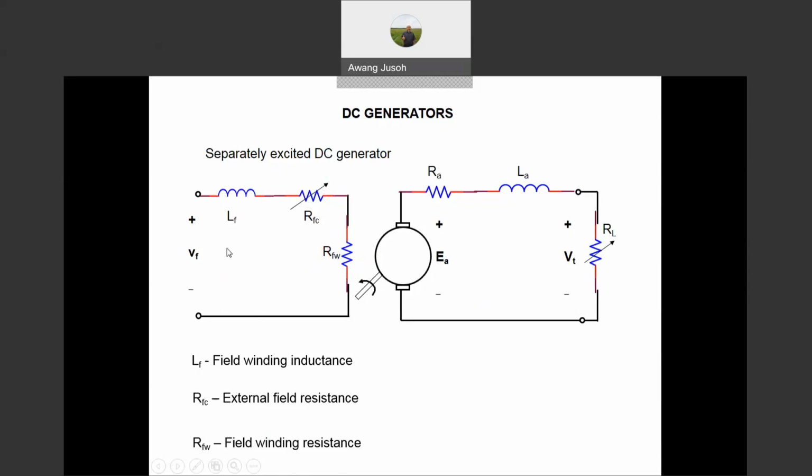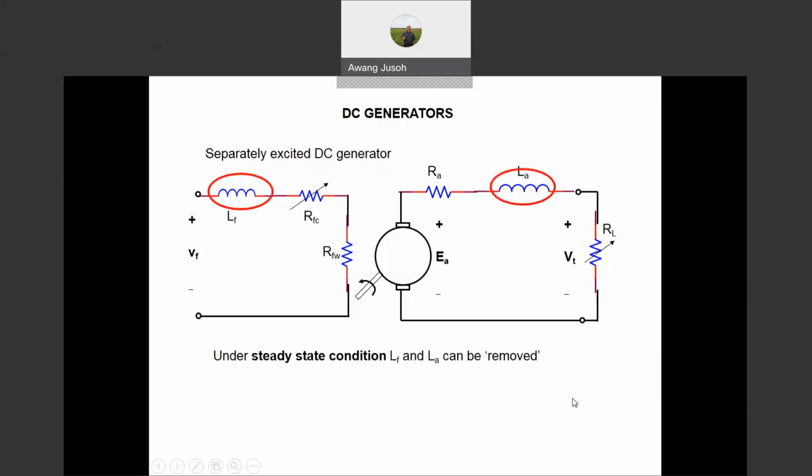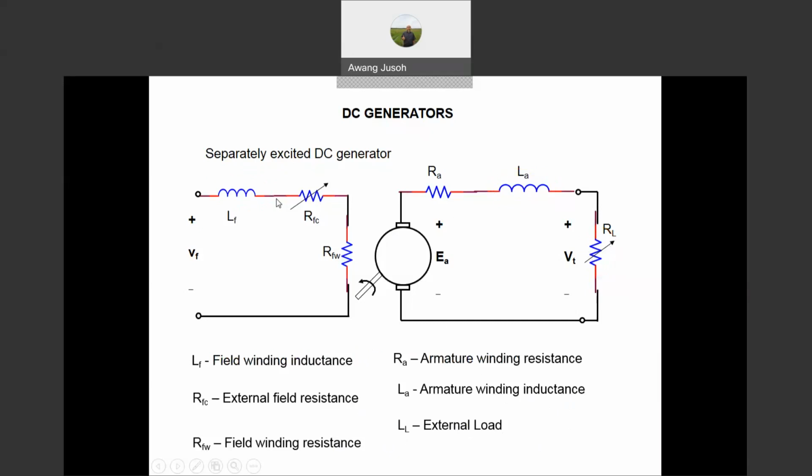Therefore, that is the field circuit. For the armature circuit, we have this. RA represents the armature winding resistance. We have the armature, so we have resistance there, RA. And we have LA, which represents the armature winding inductance. And this is not LL, this is RL, which represents the external load. Okay, so this is a simple diagram of the DC generator with a separately excited connection. So this we call the dynamic model.